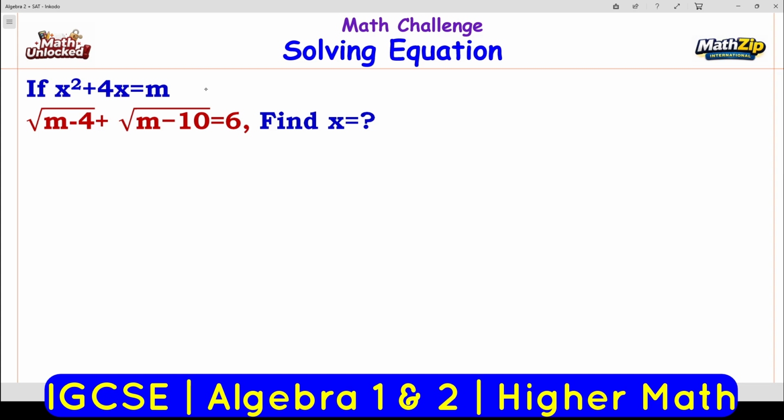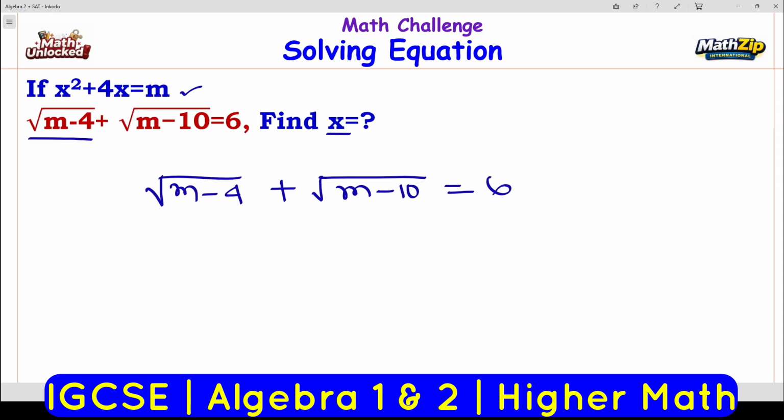If x square plus 4x equals m, we have to find x once root over m minus 4 plus root over m minus 10 equals 6. We are trying to solve this math step by step.